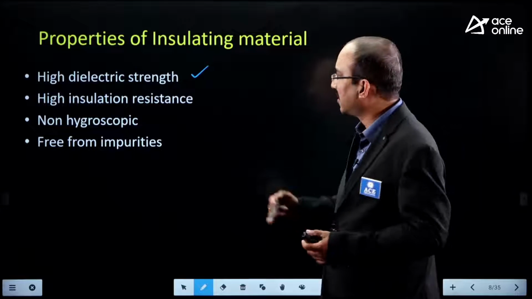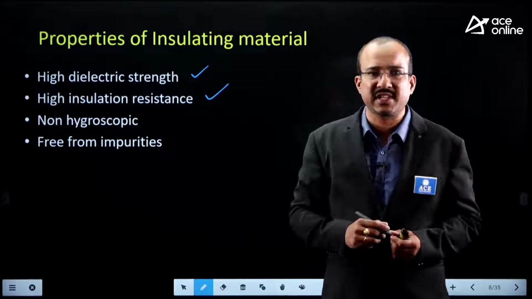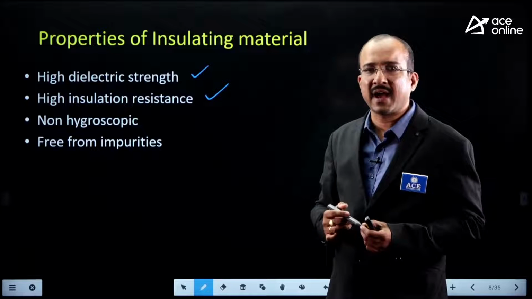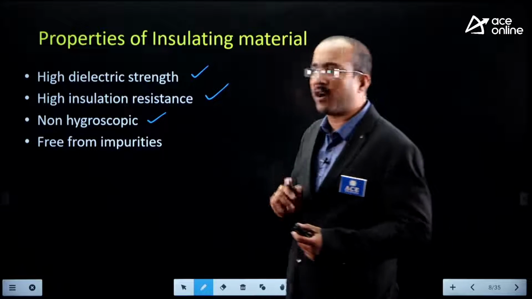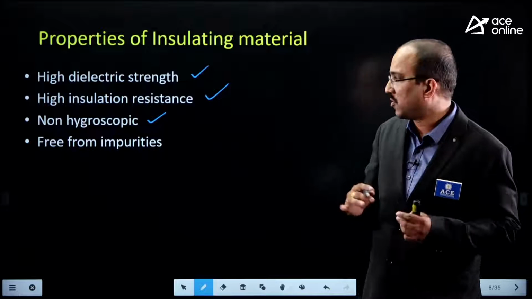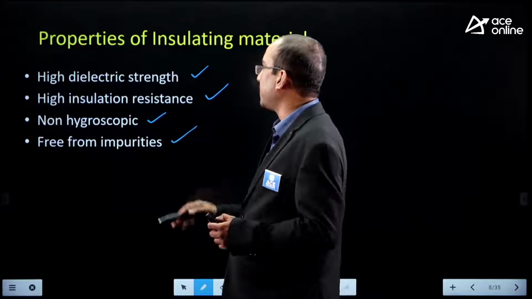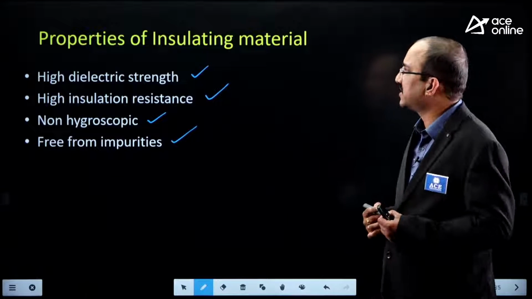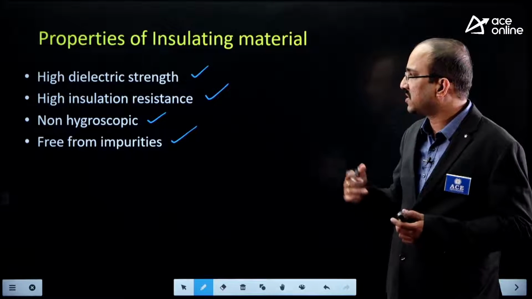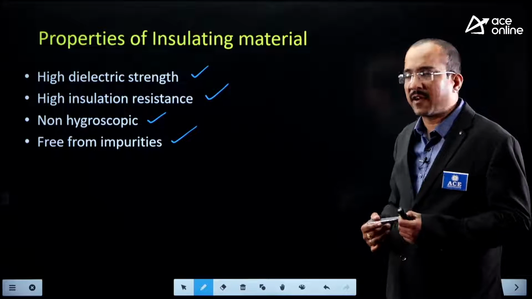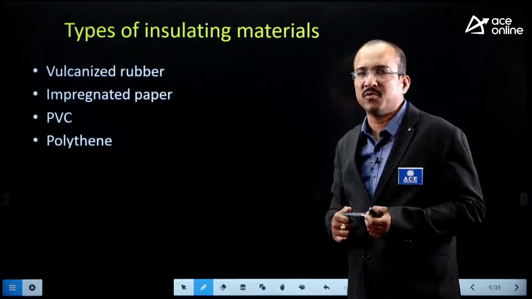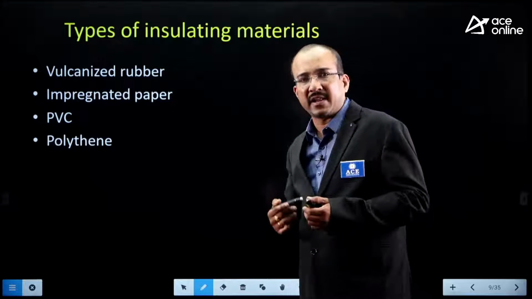High dielectric strength. And it should have high insulation resistance because it should not allow any leakage current. So insulation resistance should be high and it should not absorb any moisture content. It should be non-hygroscopic in nature and free from impurities. These are some of the properties that the insulating material should have: high dielectric strength, high insulation resistance, non-hygroscopic and free from impurities.